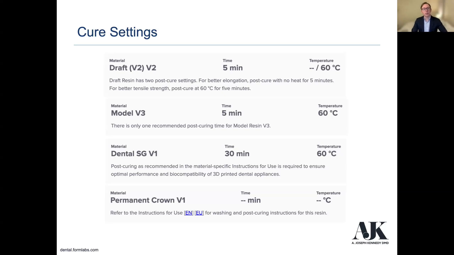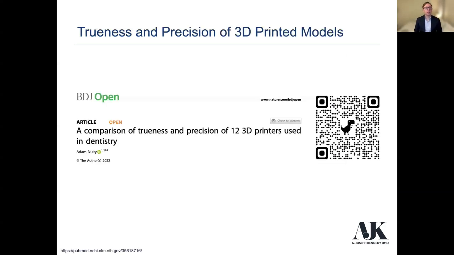And then you've got things like dental surgical guides and permanent crowns. You can see here that the timing for the cure settings is a little bit different. We've got 5 minutes for Draft V2, 5 minutes for Model V3. For the surgical guide, it's a 30-minute cure time at 60 degrees Celsius, and the permanent crowns about 20 minutes at 60 degrees. So again, the point here is to confirm with the manufacturer's instructions that you're going to cure it at the right time and at the right temperature, because it does vary based on the type of resin that you're using.